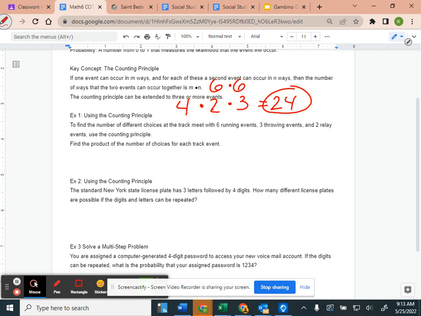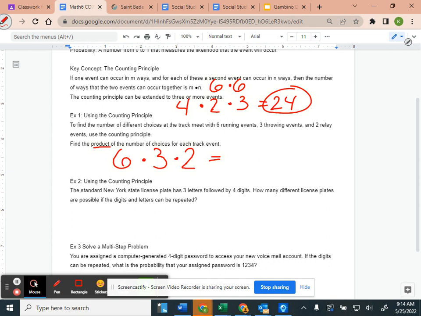It should. Okay. All right, so using the counting principle to find the number of different choices at the track meet with 6 running events, 3 throwing events, and 2 relay events, use the counting principle. So we need to find the product. What does it mean if you're finding the product? Anthony? Multiply the number of choices for each track event. So there were 6 running events times 3 throwing events times 2 relay events. How many events are there possible? How many choices for each track event? Josie.